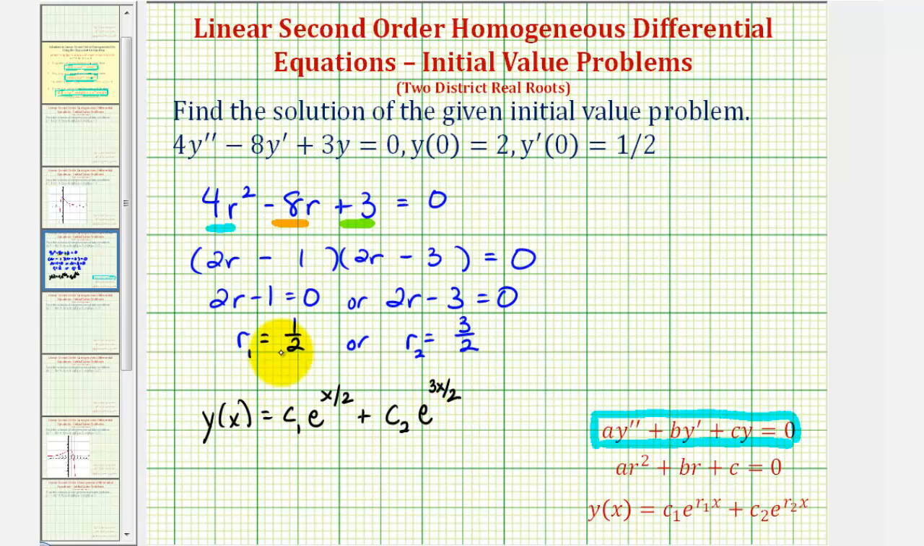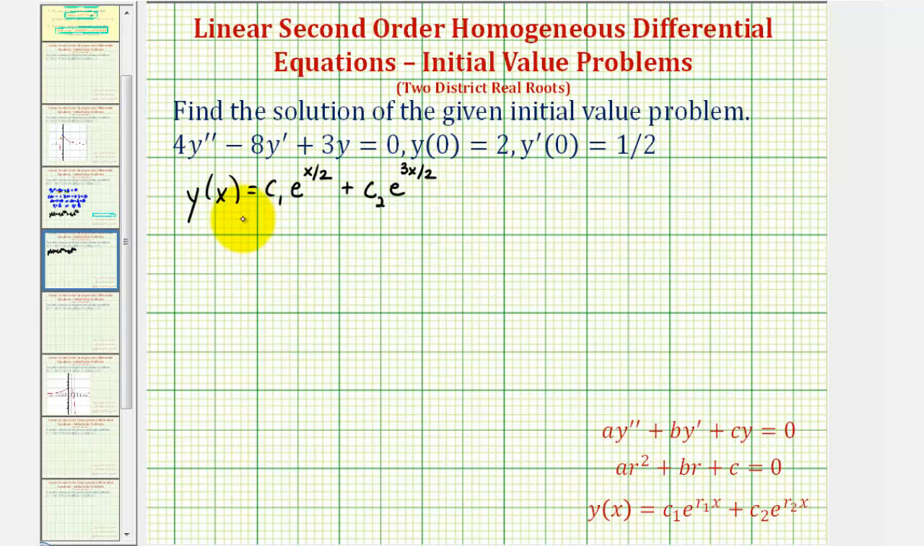Now because this is an initial value problem, we still have to find c sub 1 and c sub 2, and we can do this by using the fact that we're given y of 0 equals 2 and y prime of 0 equals 1/2. Notice how to use this initial condition, we will have to find the first derivative of y of x. Let's go ahead and set this up on the next slide. Now let's go ahead and find y prime of x.